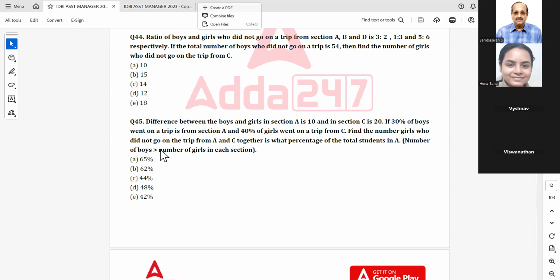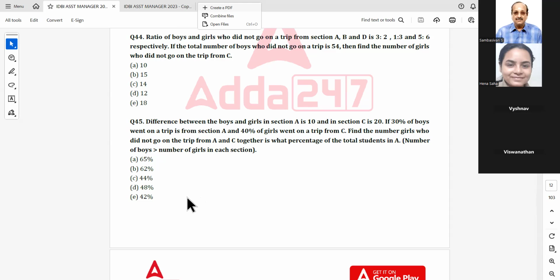Is anybody else getting any of the answers given here? Sir, in the first point, the difference between the boys and girls in section A is 10. We took that as 20 boys, 30 girls, but we should take 30 boys, 20 girls. You are correct. I put it wrongly.